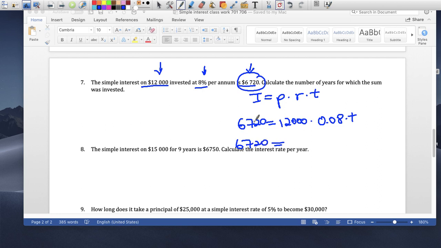You get 12,000 times 0.08 equals 960T. Divide this by 960. Divide this by 960, and 6,720 divided by 960 equals, so the time here is 7 years. So how long did she leave the money in the bank here? For 7 years.